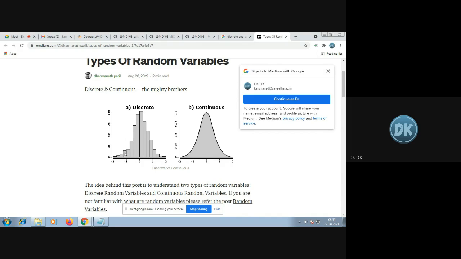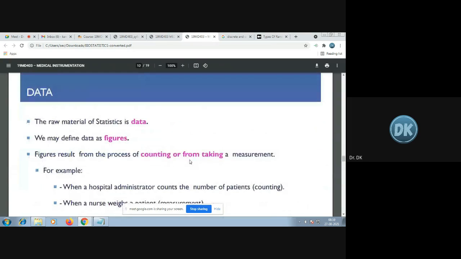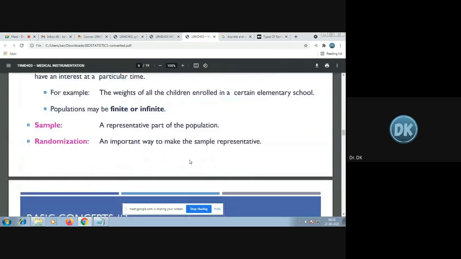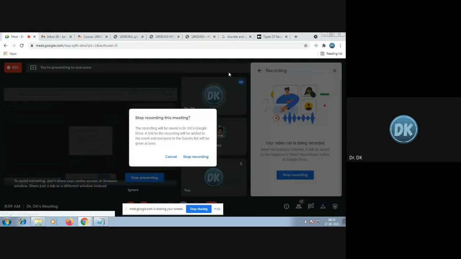Am I clear? Are you able to follow what I'm saying? Yes, ma'am. Okay, great. So this is discrete and continuous. Any other doubts? So far it's clear? Okay, let me just quickly stop the recording.